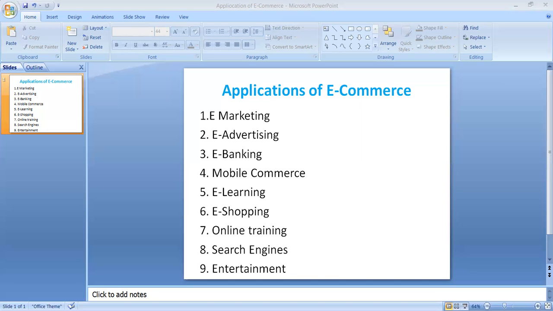Well, I'll move on to the sixth application of e-commerce. Okay, that is online shopping. Online shopping is the process whereby customers directly buy goods and services from a seller in real time, without intermediaries or without an intermediate service, over the internet.